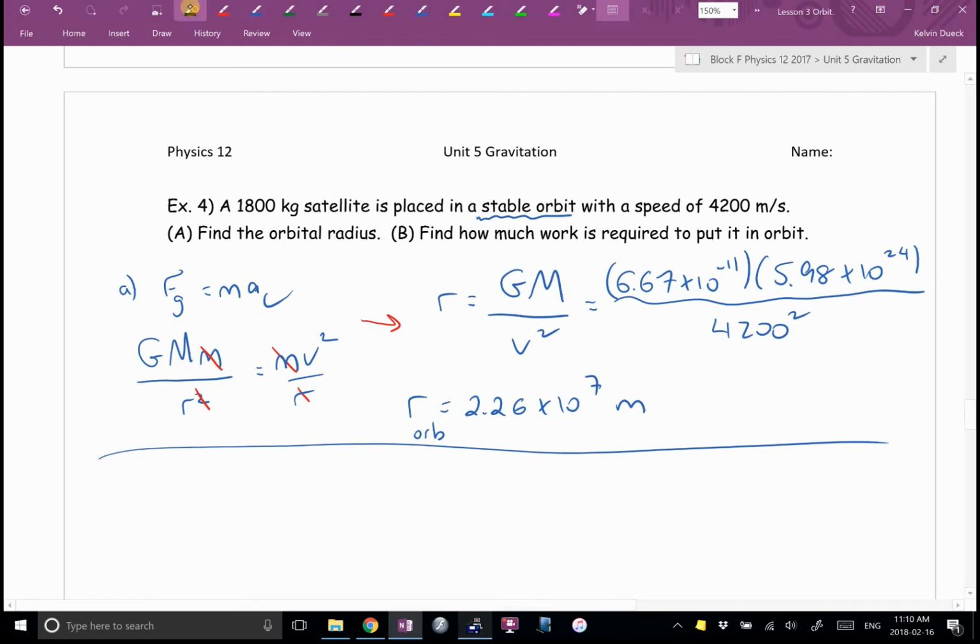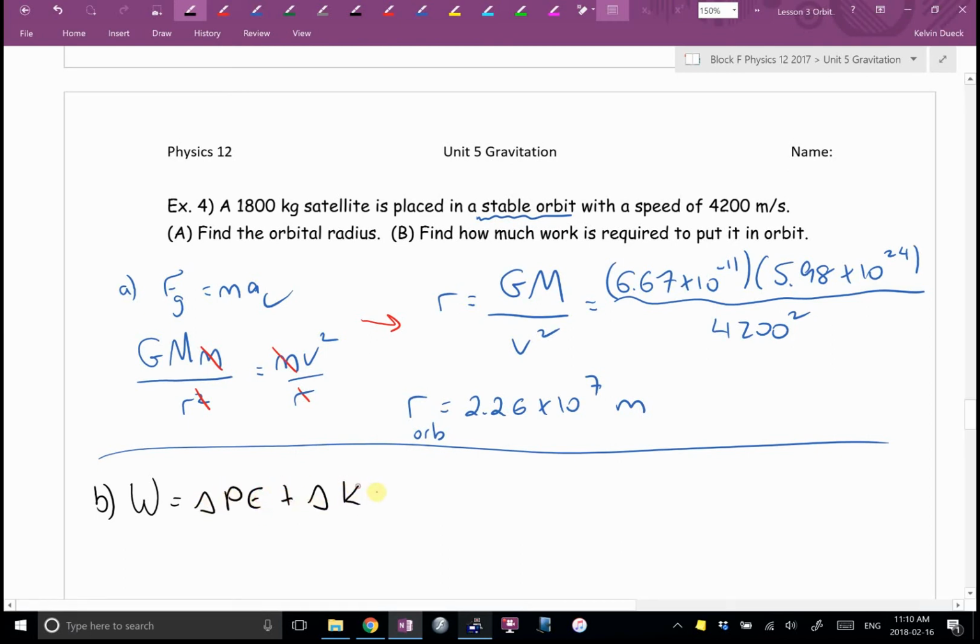Tato, what does part B want me to find? Work. Oh, that's easy. I can just go work equals force times distance, right? Or can I? What force are we doing work against? If we're putting something into orbit, is gravity a constant force as I move away from the Earth? No. So what's our other definition of work from our formula sheet that you have in front of you? Change in potential.